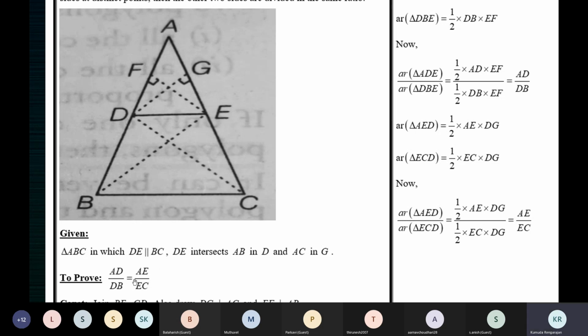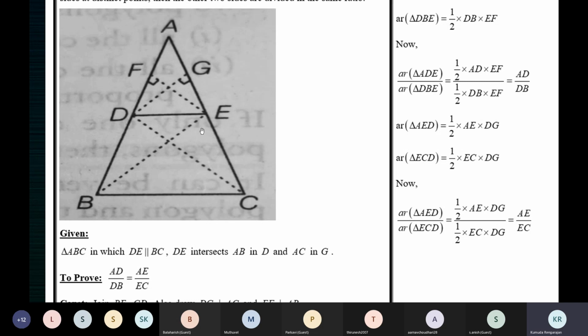So if you have this information, then the result we'll have to prove is that the other two sides are divided in the same ratio. That is, AD by DB is equal to AE by EC. Why AD? Because DE is the line. This line meets this side in D and this side in E. This is the point of division. So you must say AD by DB equals AE by EC.